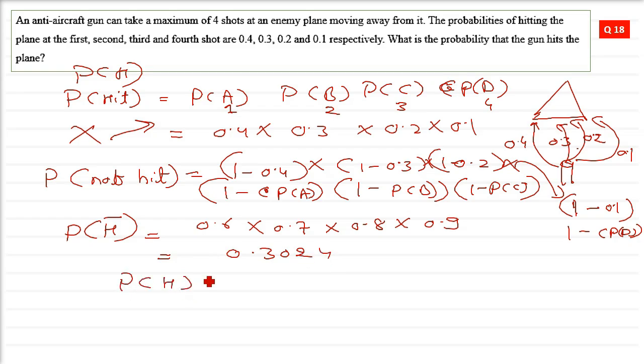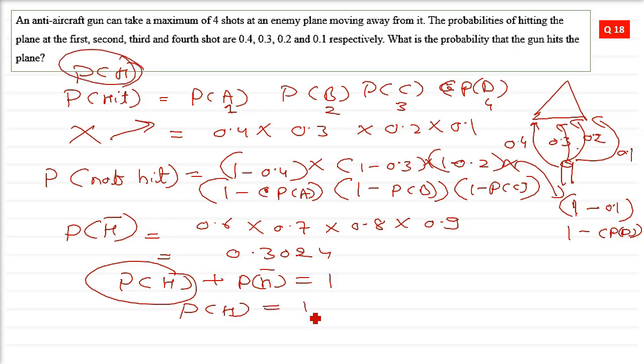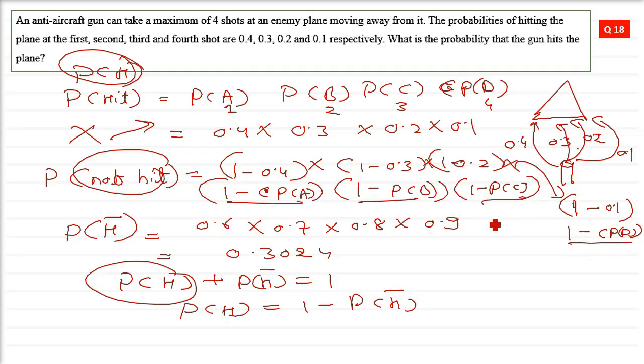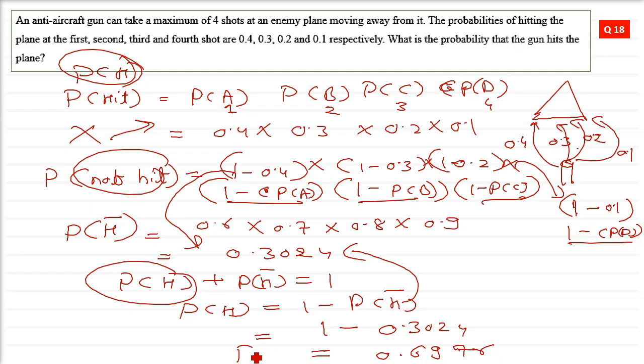Now coming to what is the probability that the gun hits the plane: P(H) plus P(H bar) is 1. Hitting and not hitting add up together, it will be 1. We have to find out the probability of getting hit. The enemy plane getting hit is P(H), which is 1 minus P(H bar). P(H bar) we have already found out by multiplying all these probabilities just now: 1 minus P(A), 1 minus P(B), 1 minus P(C), 1 minus P(D). So when we multiplied this, we got the probability of the enemy plane not getting hit. So 1 minus P(H bar), 1 minus not getting hit is getting hit. So 0.6976 is the probability of the target getting hit.